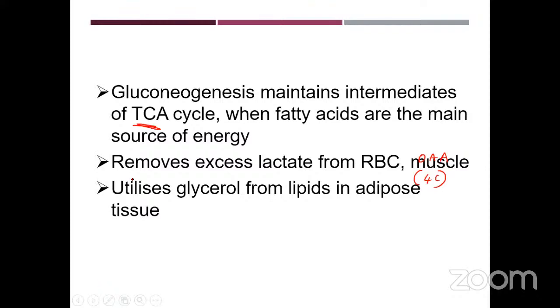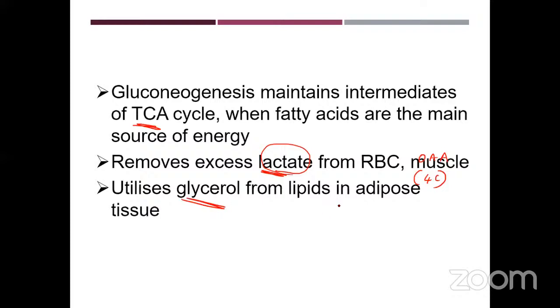It removes excess lactate. I told you when the oxygen supply is low, glycolysis will proceed to produce pyruvate, but the pyruvate will be acted upon by lactate dehydrogenase to produce lactate. That excess lactate will accumulate in the RBC and muscle. That can be removed by this gluconeogenesis pathway, which also utilizes the glycerol from lipid.